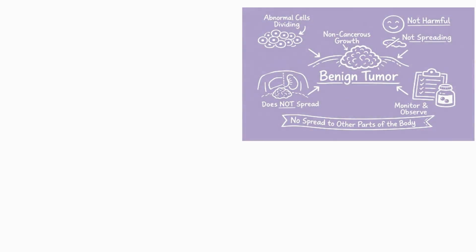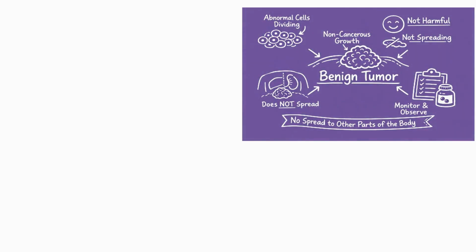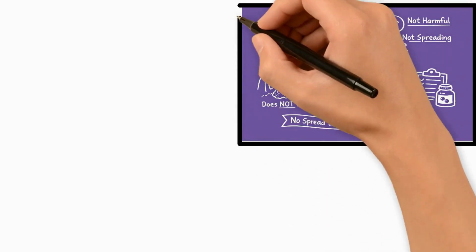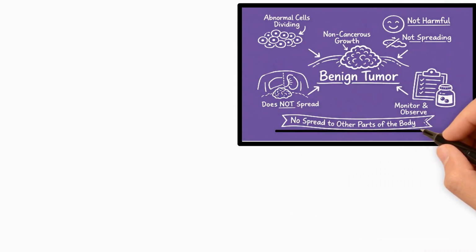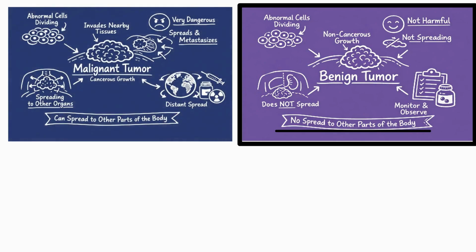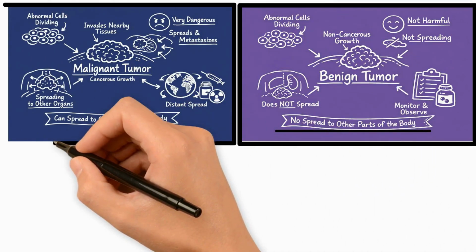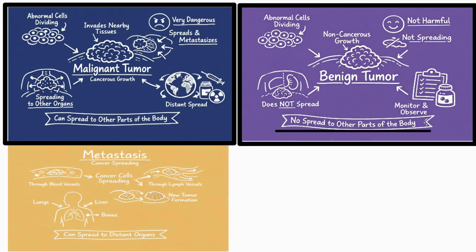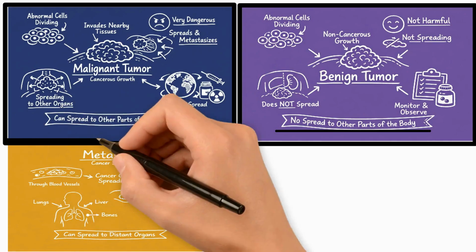As these abnormal cells continue to divide, they form a mass called a tumor. Some tumors are benign, meaning they do not spread to other parts of the body. However, malignant tumors are dangerous because they invade nearby tissues and spread to other organs. This spreading process is known as metastasis, and it is one of the main reasons cancer can become life-threatening.